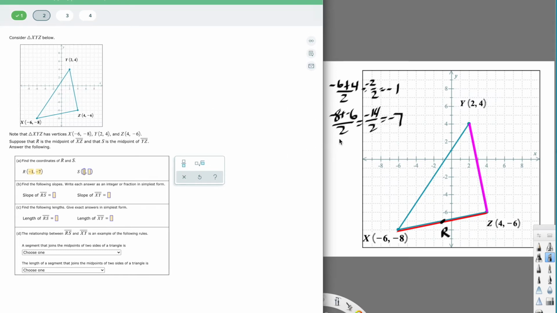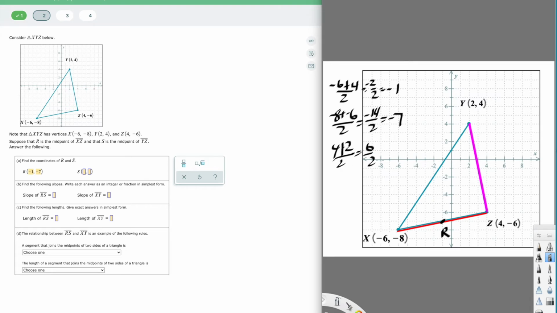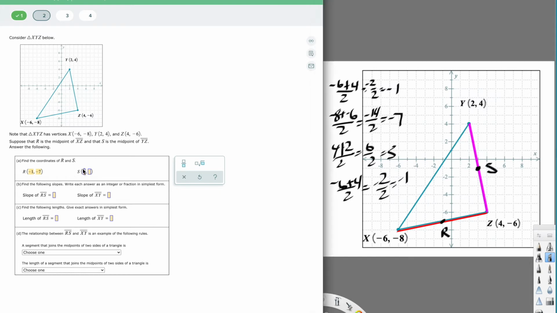So for S, we're going in this direction, so we have 4 and 2. So we have 4 plus 2 divided by 2, so we get 6 divided by 2, which is 3. And then we have -6 and 4. So -6 plus 4 over 2 equals -2 over 2, so -1. So I'm going to go 3, and then -1, sorry, not +1, right there. Boom, and there's our coordinate for S. So we have 3 and -1.